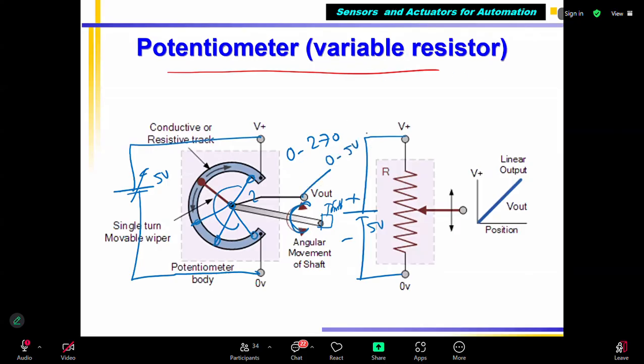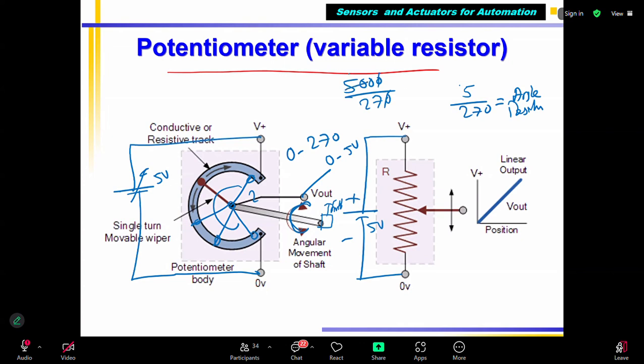So what is this one? If the shaft rotates by 1 degree, what is the voltage? That is 5 volts divided by 270, which is called the angle resolution. Note it down. It is called angle resolution. So 5 volts can be written as 5000 millivolts divided by 270. Correct? 5000 divided by 27, 500 divided by 27.